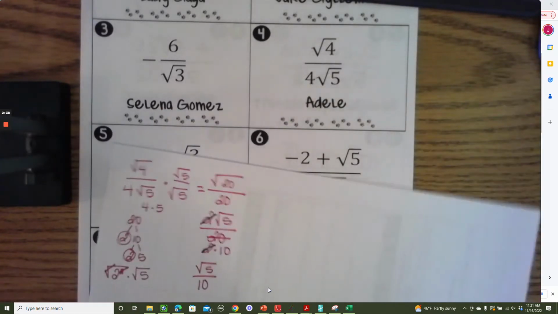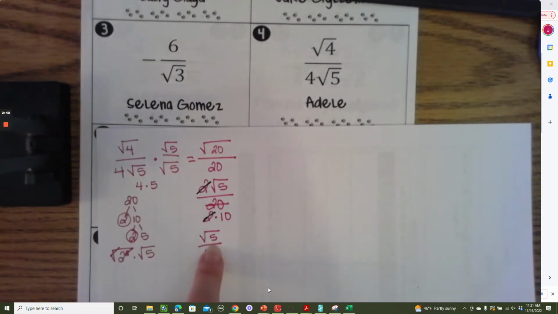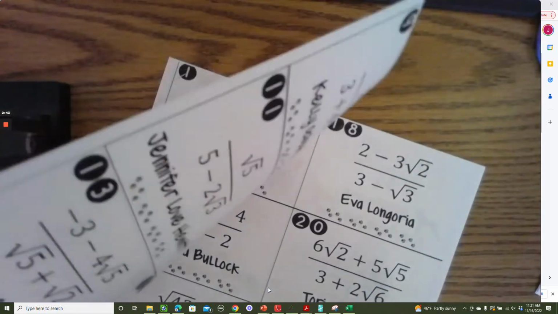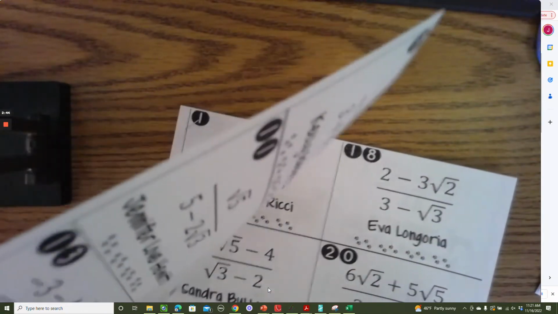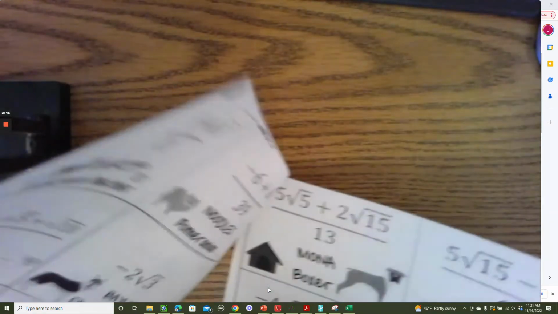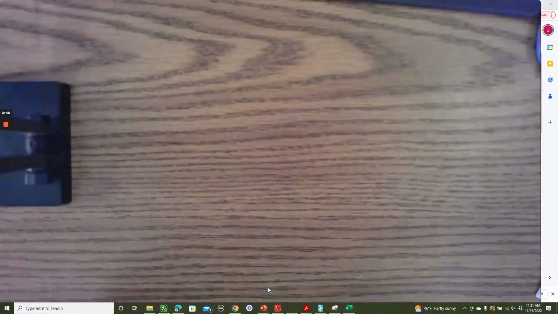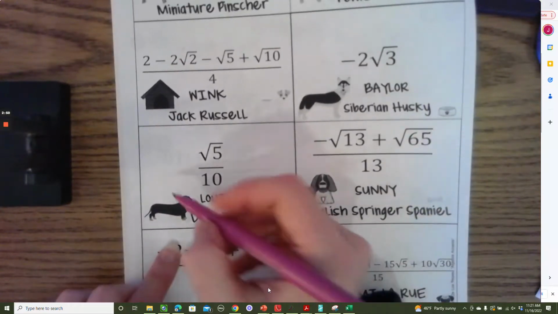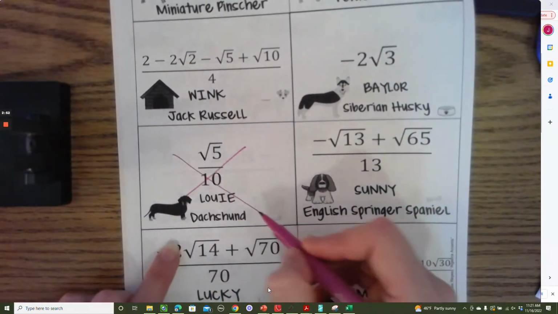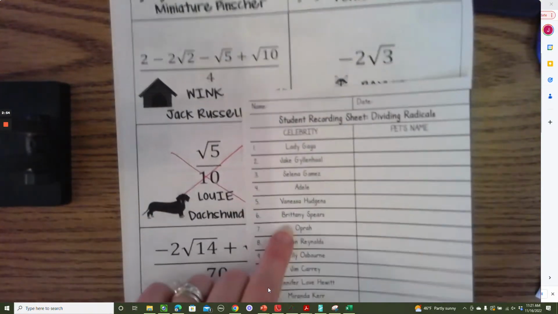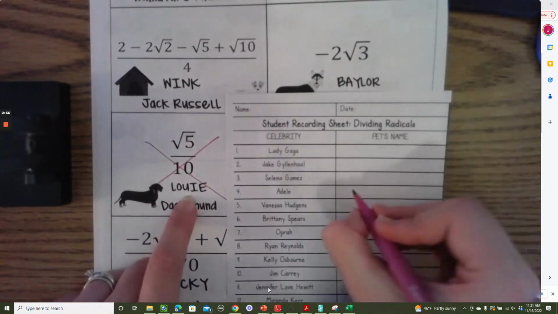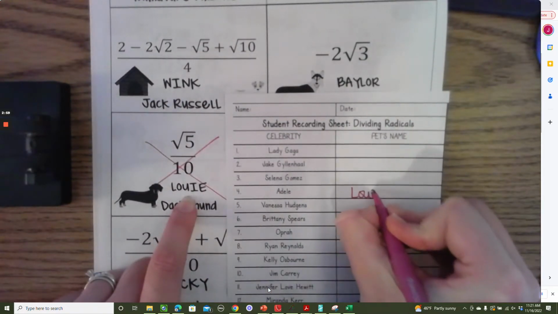Okay, so we have to find the dog that has the square root of 5 over 10. Oh, there it is. Louis. Once you use it, it's done. You're not going to use it again. And then next to Adele, you just write Louis.